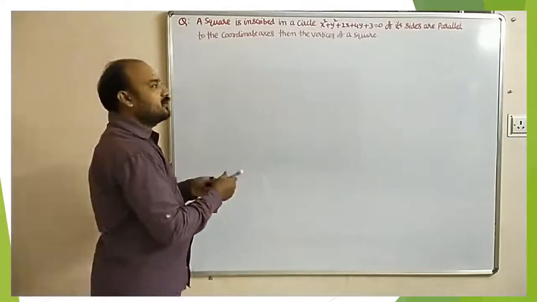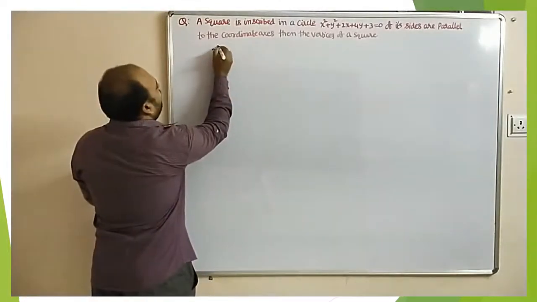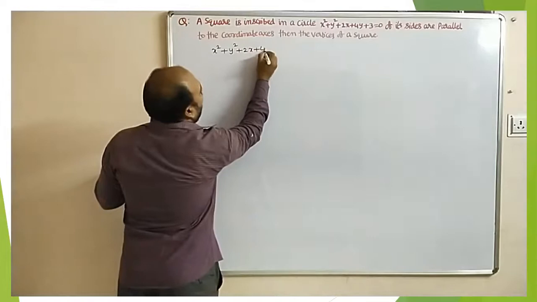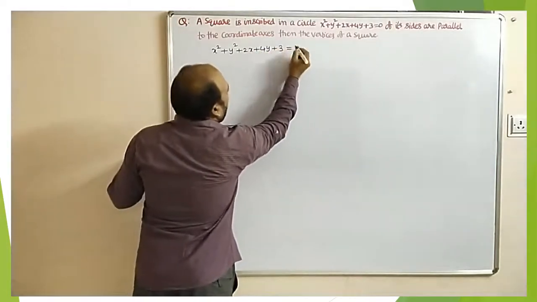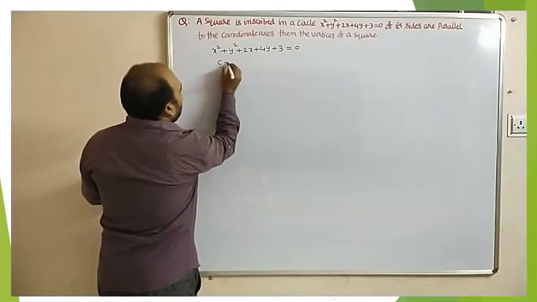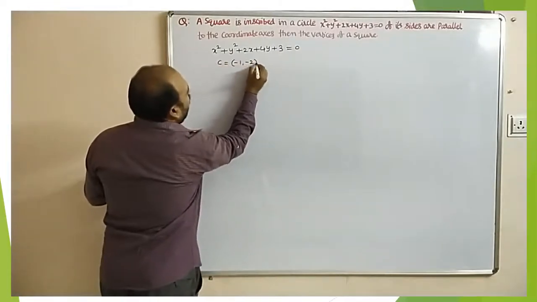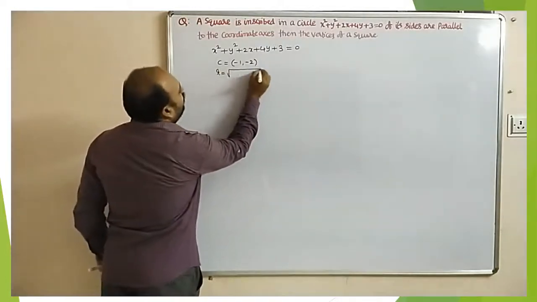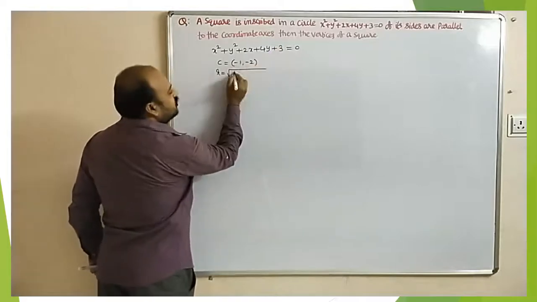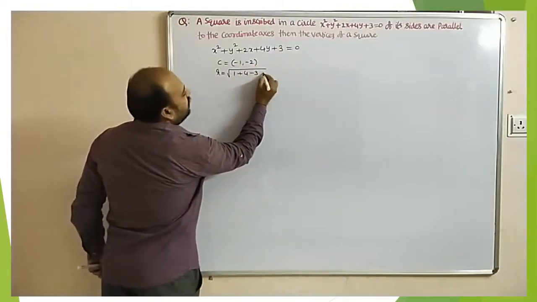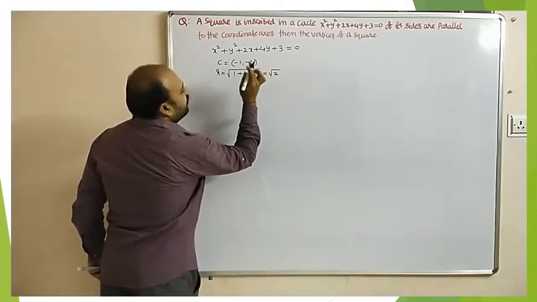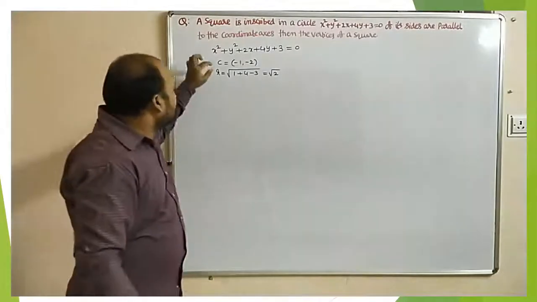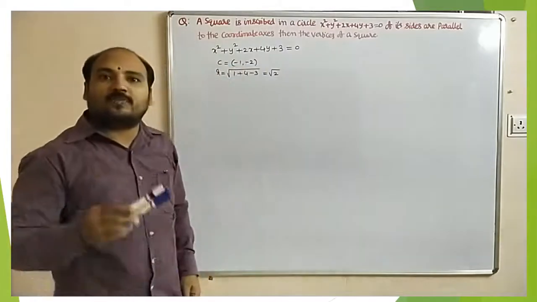First you have to write the given equation of the circle: x square plus y square plus 2x plus 4y plus 3 equal to 0. The center of the circle C is equal to minus x coefficient by 2, minus y coefficient by 2. And the radius of the circle R is equal to the square root of g square plus f square minus c. So 1 plus 4 minus 3, which is equal to root 2. The radius of the circle is root 2, and C is equal to (minus 1, minus 2).